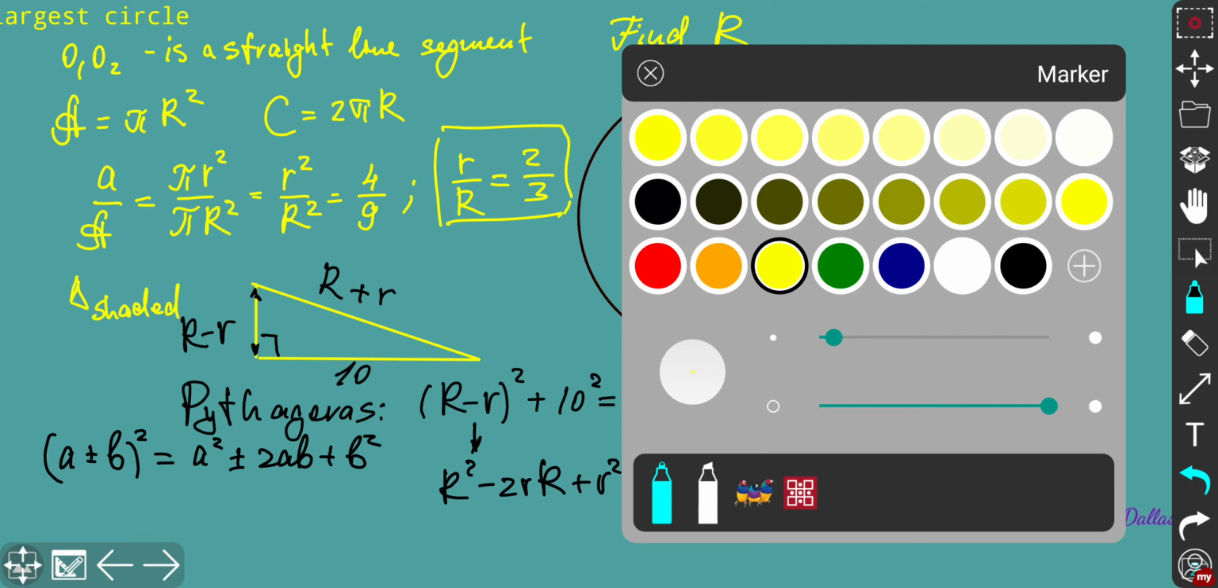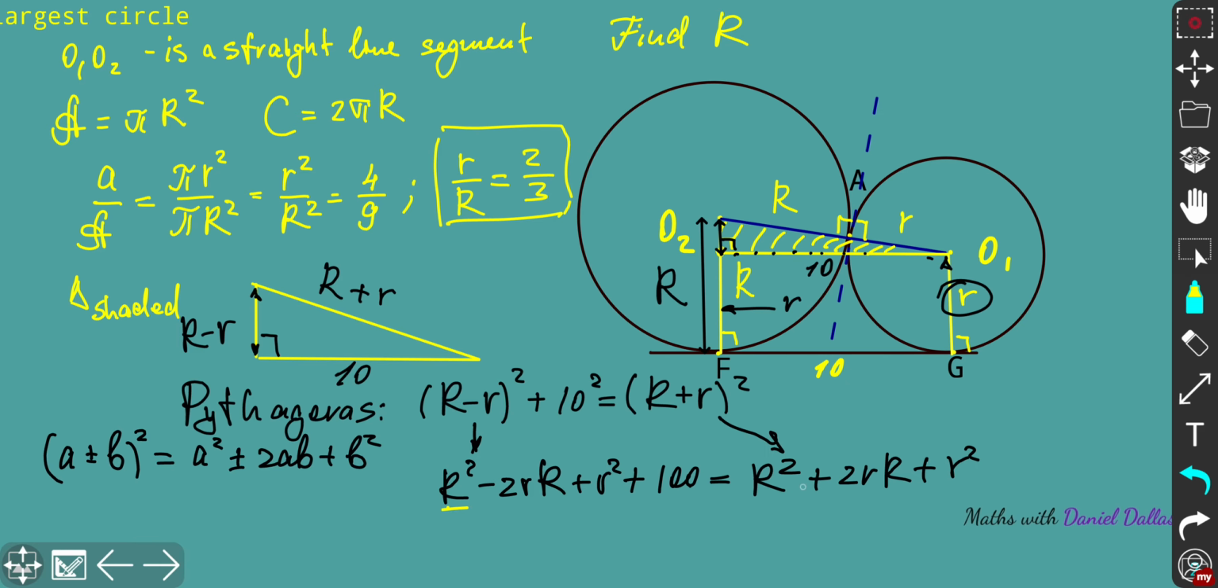Now I see definitely that I can cancel those similar terms because they are equal on both sides. And finally, what I've got is that 100 will be equal to 4 small r times big R, because I just transfer and add them up. So that's why the small radius times the big radius is going to be 25.